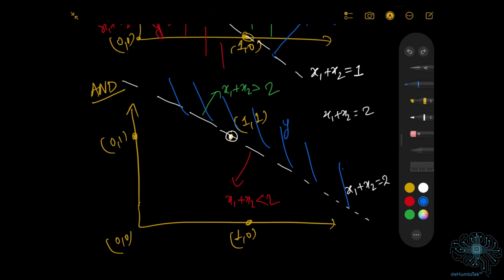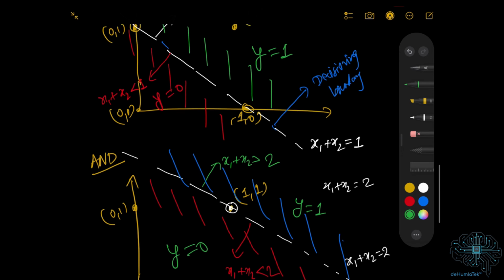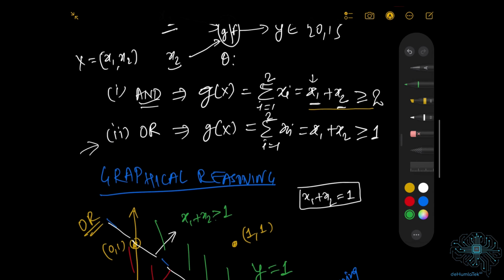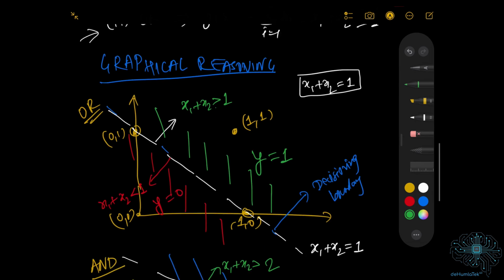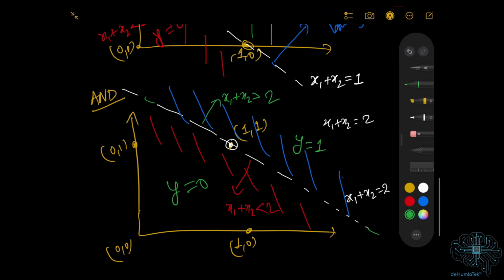So y equals 1 over here, and this is the region where our neuron won't fire, so our output will be 0. Again, by hand coding this threshold of 2, what we are trying to do is learn this decision boundary for the AND gate.